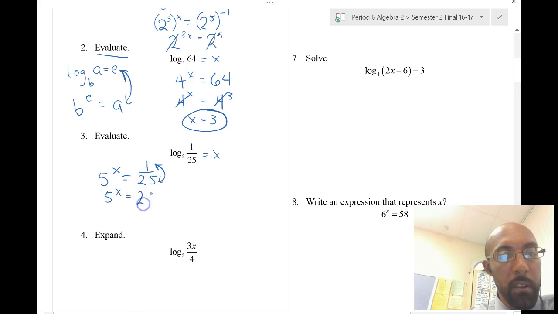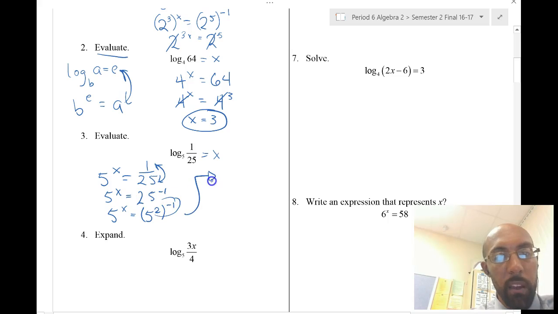It becomes negative. Now I know that 5 is a root of 25. So I can change this to 5 squared so that they have the same base. And don't forget that exponent outside. We want to multiply those two. So now we get 5x equals 5 to the negative 2. Cancel those out, and we get x equals negative 2.